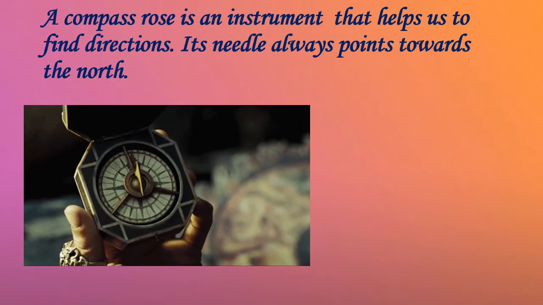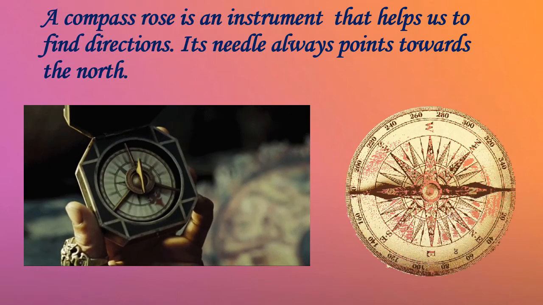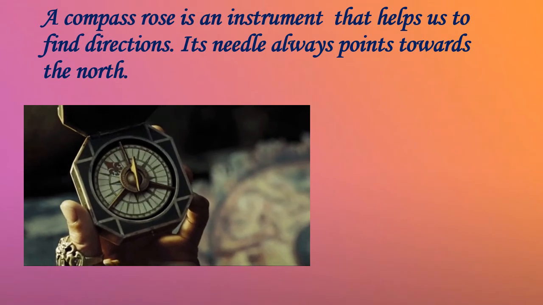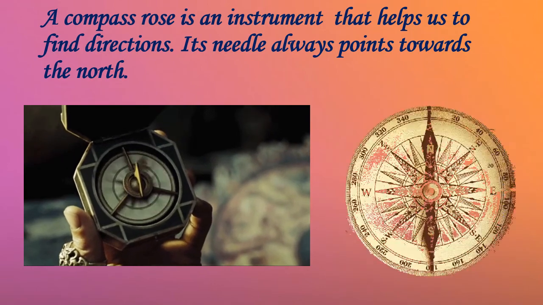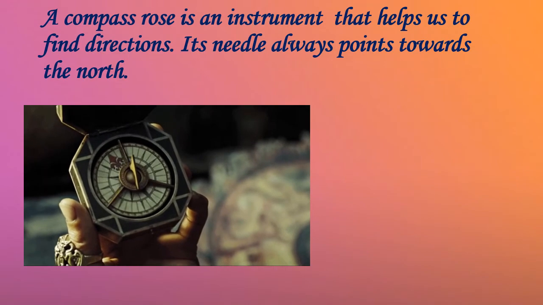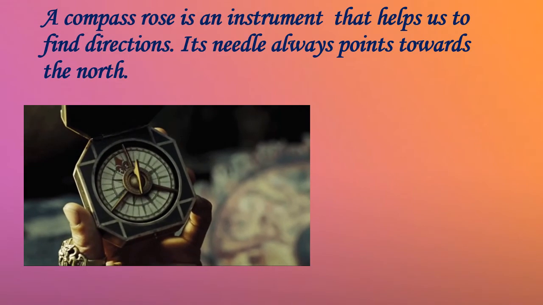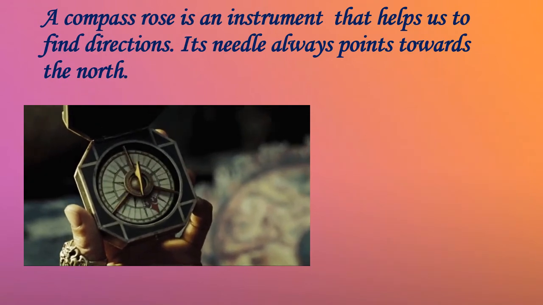Now let's learn about compass rose. What is a compass rose? A compass rose is an instrument that helps us to find directions. It helps us to find the four cardinal directions and their sub-directions. The needle which is shown in this compass rose will always point towards the north.